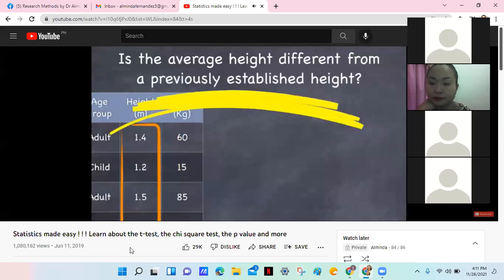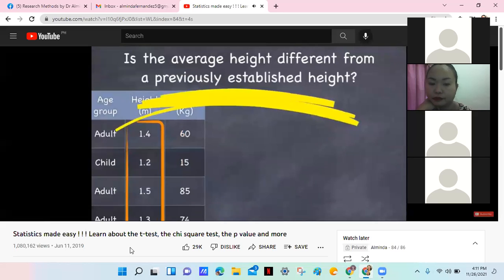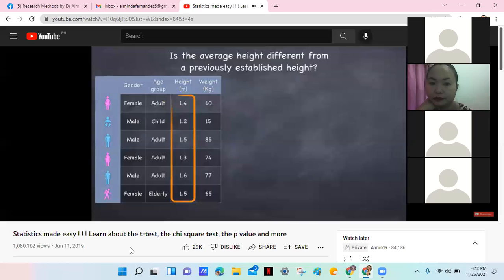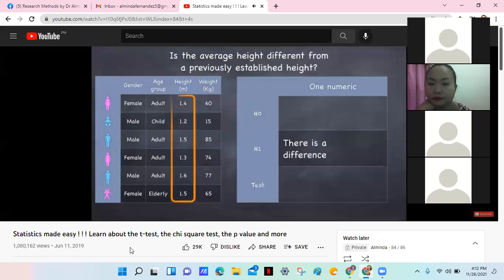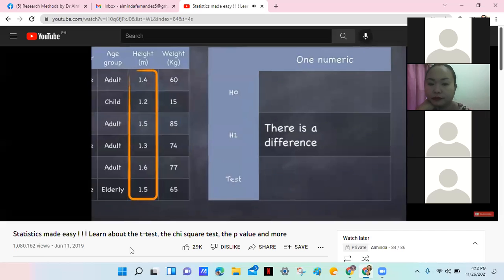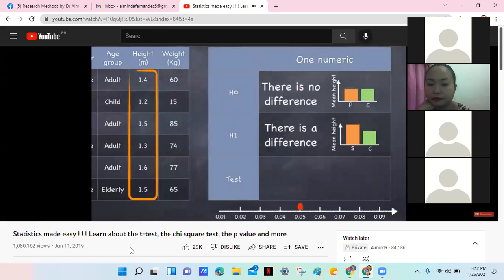Let's imagine that the previously established height was 1.4 meters. We want to know if the average height in our current population is different to that. Our hypothesis is that there is a difference. Again, we collect some sample data. We find that the average height is indeed different from the historic height. Is that statistically significant? Well, if there were no difference, what would the chances be that we observe the difference that we do, or a greater difference? We conduct a t-test, comparing the averages, and if the p-value is less than the alpha, then we can reject the null hypothesis and state that the observed difference is statistically significant.